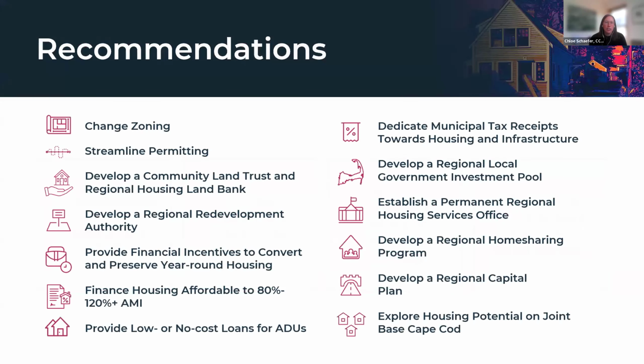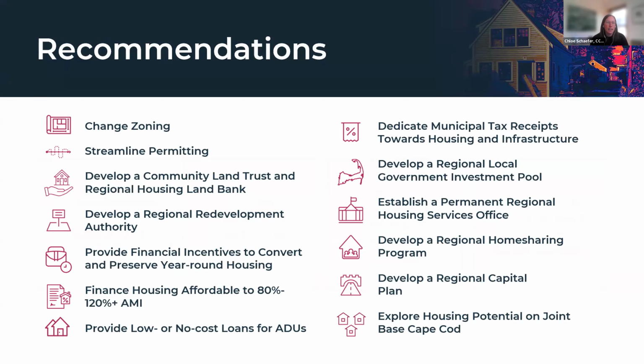The regional housing strategy contains 13 regional recommendations. These include looking at potentially developing a regional community land trust and housing land bank that could help ease some of the development costs in terms of providing different types of housing. Also looking at different financial incentive programs to convert and preserve year-round housing. We've been doing a couple of studies on that and the community land trust in the past couple of years.